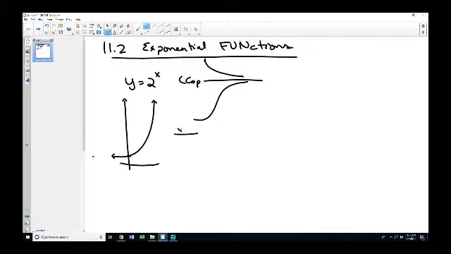One way to graph these is with table values. I have put a general curve up here for 2 to the x, but I haven't been specific with my points. So if I plug -2 in, what's 2 to the -2? Knowing our work from the last couple days.